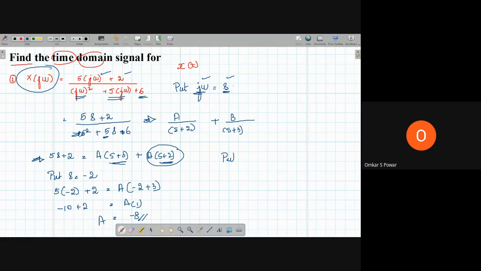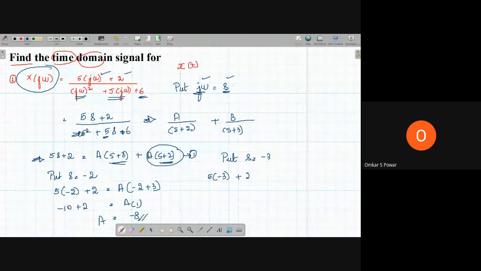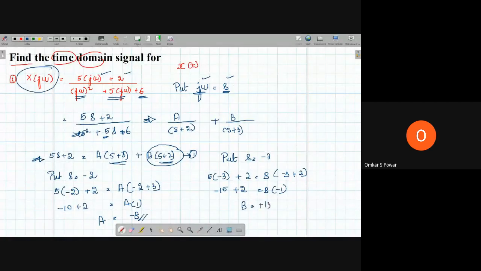Put s is equal to minus 3, because this a will become 0. Put s is equal to minus 3 in this equation: 5 into minus 3 plus 2 is equal to a into minus 3 plus 3, which is 0, so I'll not write that, plus b into minus 3 plus 2. So minus 15 plus 2 is equal to b into minus 1. So b is equal to plus 13. So we have got the a value, and we have got the b value.